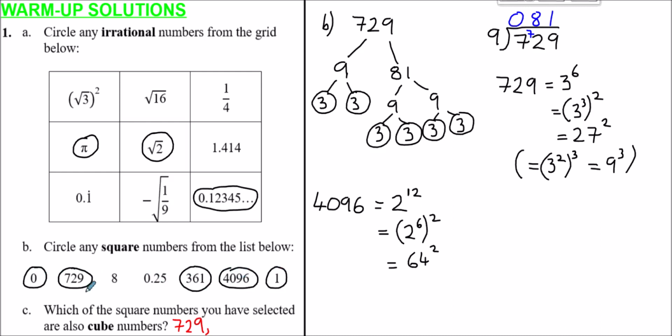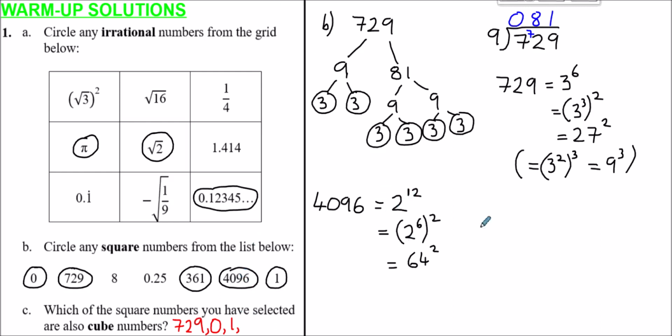So of these, apart from 729, which are cube numbers, which would give us whole numbers if we were to cube root them? Well, if we did the cube root of 0, that is itself, because 0 multiplied by 0 multiplied by 0 is 0. And so we can add 0 to the list, because it's also a cube number. 361, no go. 361 is only 19 squared, it's not a cube number. 1, however, is a cube number, because 1 multiplied by itself 3 times would give us 1. And also 4096 is a cube number.